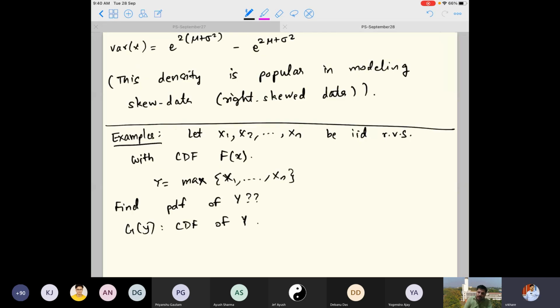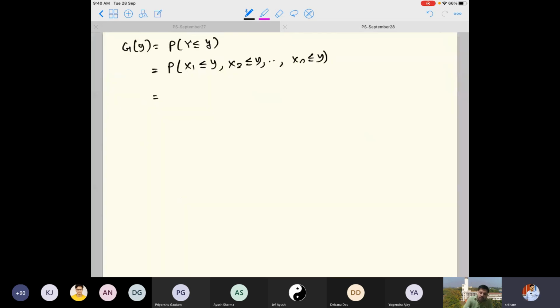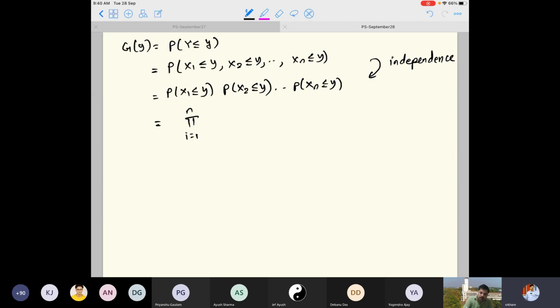And now I'll use the fact that they are independent. Because they're independent, I can write this as the probability that X1 is less than or equal to y, times the probability that X2 is less than or equal to y, times the probability that Xn is less than or equal to y. Then this is the product over i from 1 to n of F(y), because all of these are F(y). So basically G(y) is F(y) to the power n.